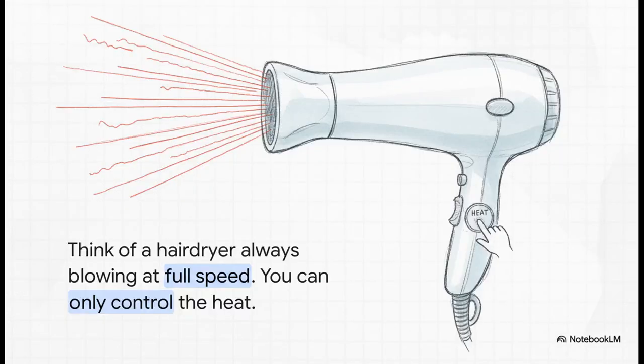Here's the best way to think about it. Imagine you have a hairdryer, but the fan switch is broken and it's stuck on high. It's just always blowing at full blast. The only thing you can actually control is the little dial for the heat. That is a CAV system in a nutshell. The blow is constant. You just mess with the temperature.